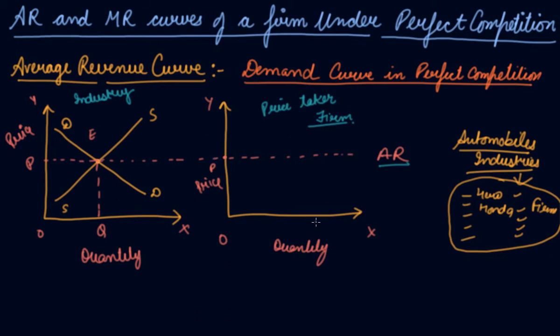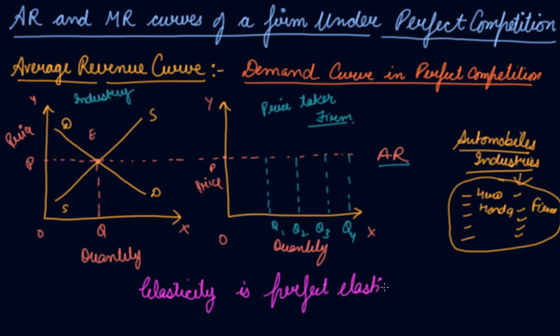So AR is constant and is parallel to the X axis, which means at the given price, the producer can sell any level of quantity as the firms are the price takers in perfect competition, which means the elasticity is perfectly elastic, which means that there is no change in price while there can be change in quantity, which means elasticity is infinity, which means that it is perfectly elastic. So this is your average revenue curve in the perfect competition market.